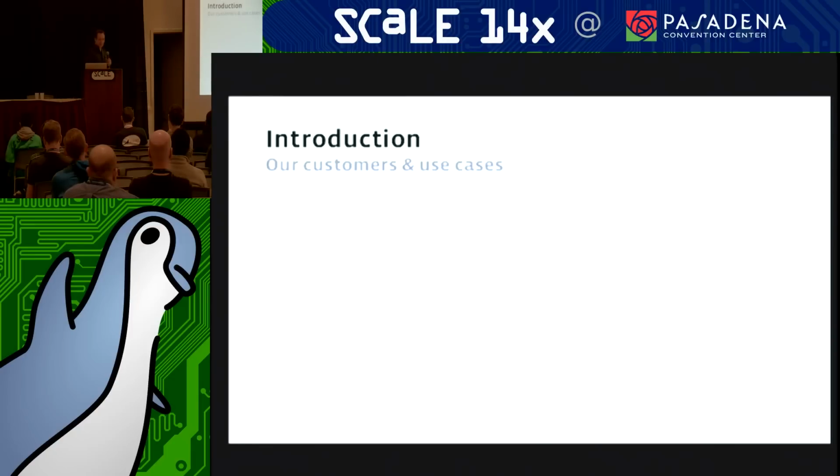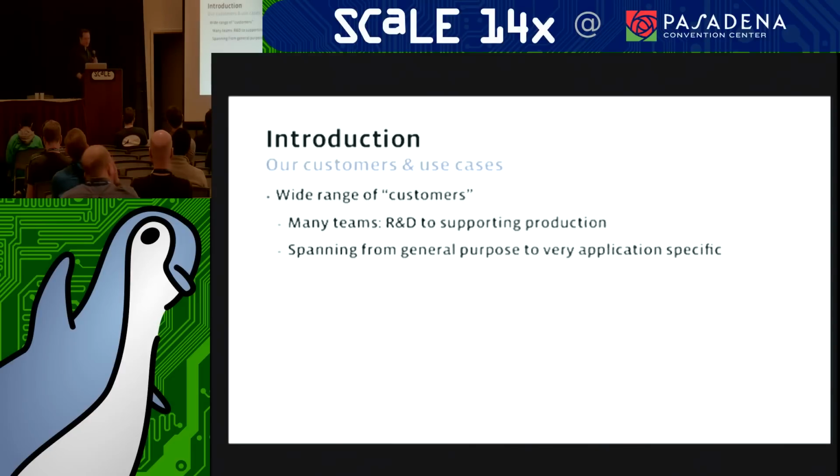So our customers include new customers as well as the existing customers we had when we originally started. And we have a wide range of customers. Many teams could simply be R&D, teams that are working on AI. They might just be a team that has an idea. They don't really know what they're going to do with it yet.